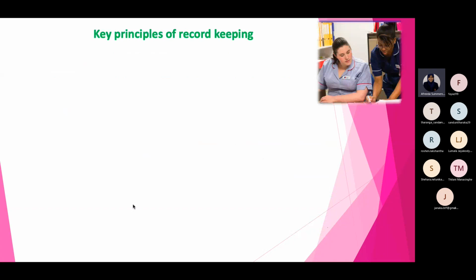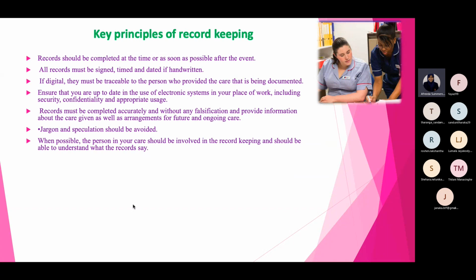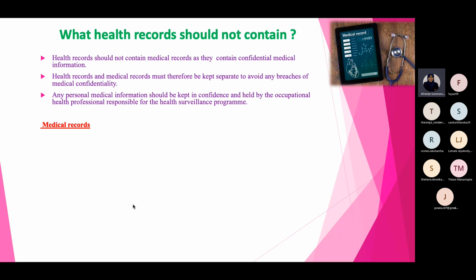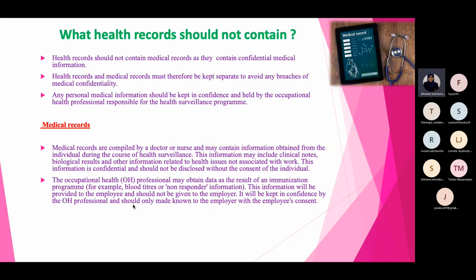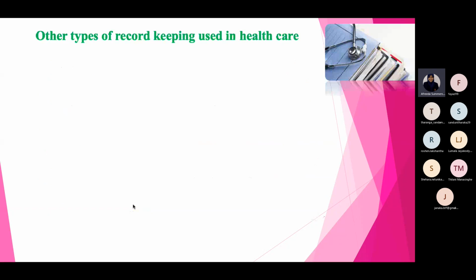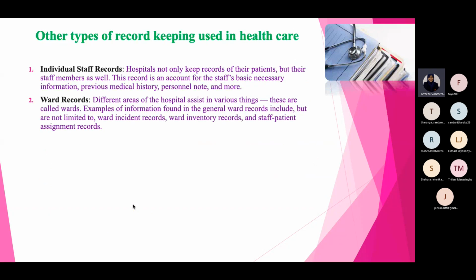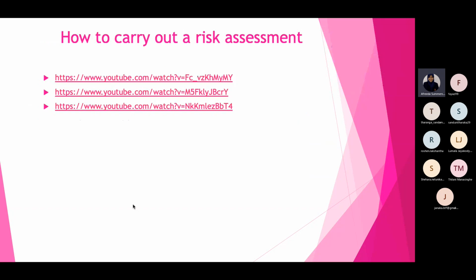And key principles of record keeping, to say it in summary, it has to be neat and clean and clear, right? And what should not be contained in a health record is short words. You should not have any jargon, okay? So that is very important. What are the types of healthcare records used in a healthcare system? Staff, board, administrative, and so on. And then we did a quiz.